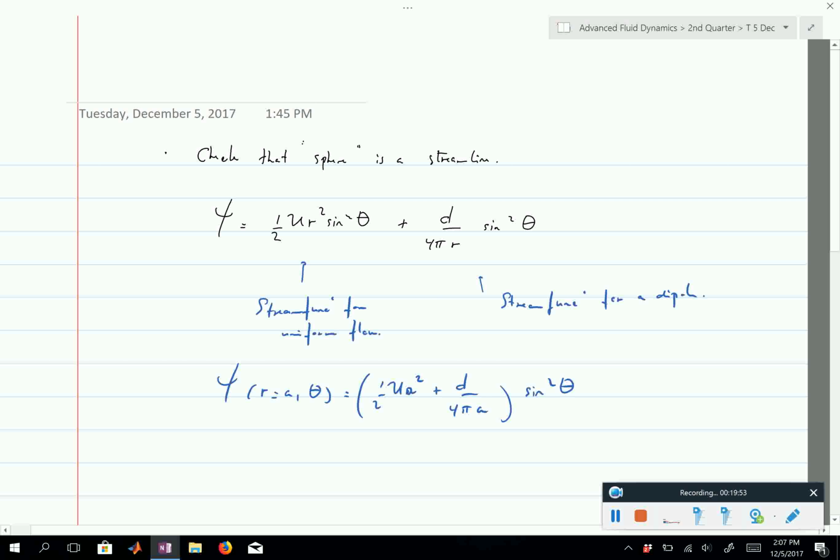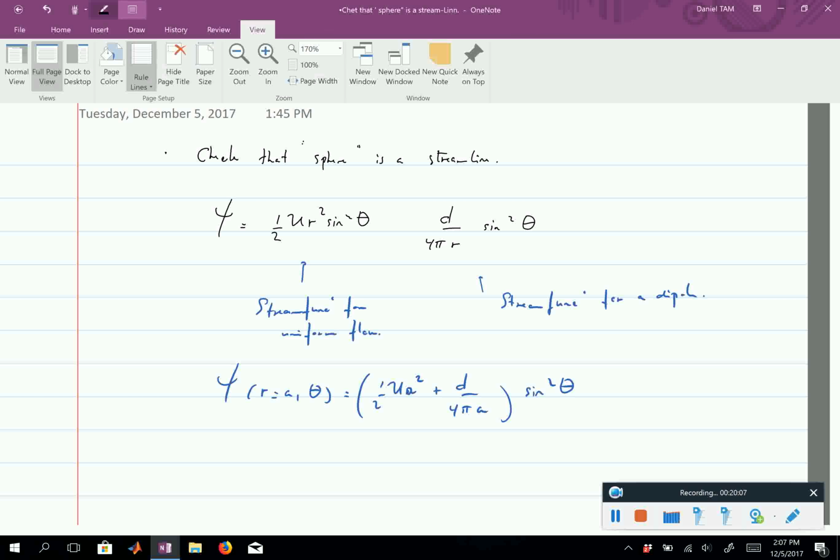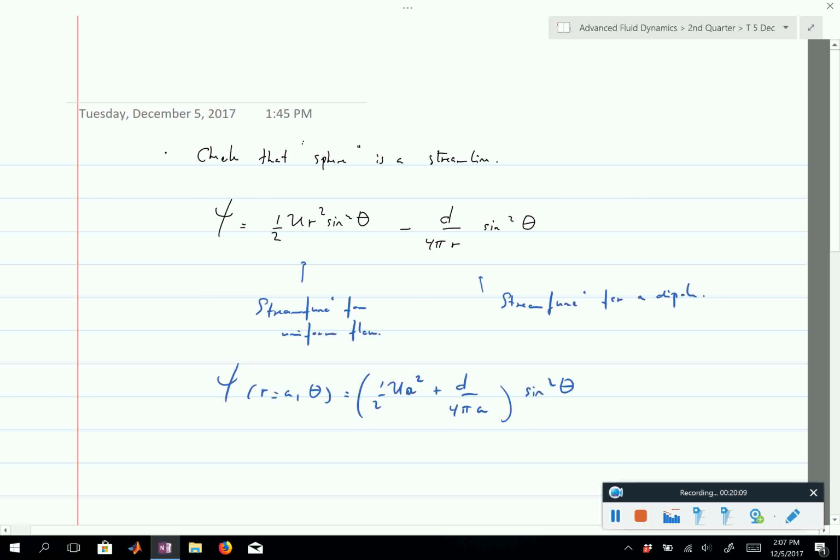So that needs to be equal to 0. In principle, it gives you the same value, but it doesn't. I have a minus sign floating. So I think I got the stream function wrong. Actually, the stream function here has a minus sign, which doesn't show in my notes. But you should have a minus sign here, and therefore a minus sign there.